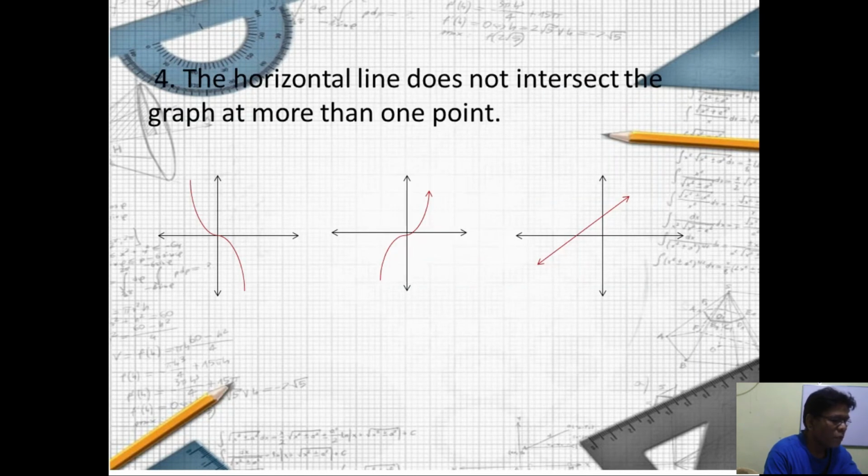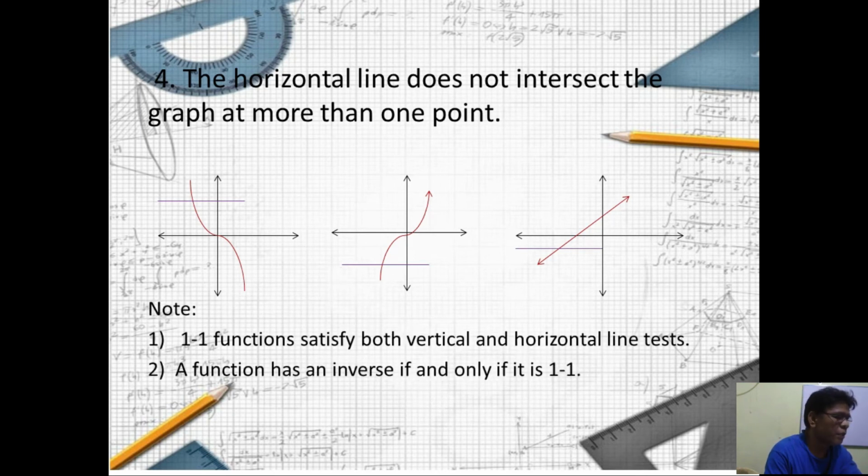Okay, number 4, a horizontal line does not intersect the graph at more than one point. So this is a horizontal line, it intersects at one point. This is also a horizontal line, it intersects at one point, and that is also a horizontal line, it intersects at one point. Take note that a one-to-one function satisfies both the vertical and the horizontal line tests. Number 5, a function has an inverse if and only if it is one-to-one.